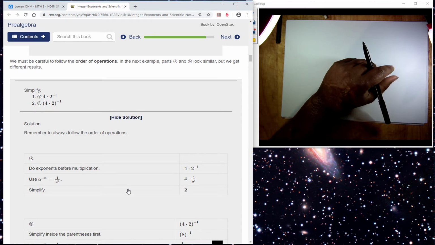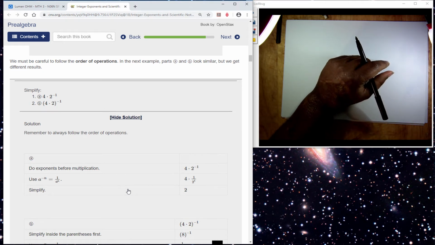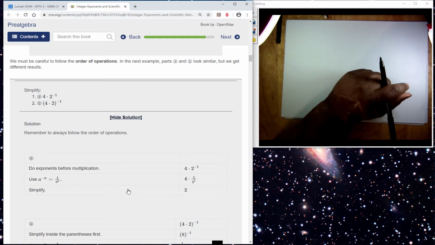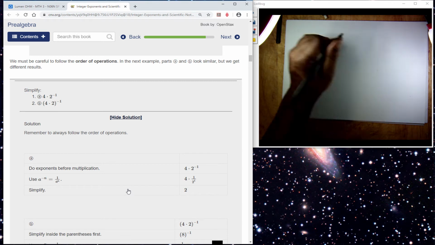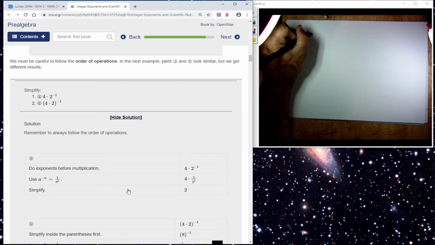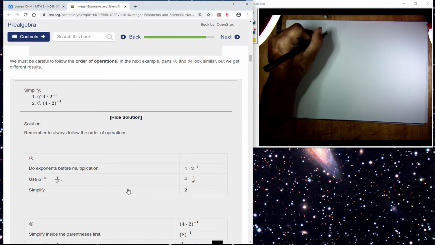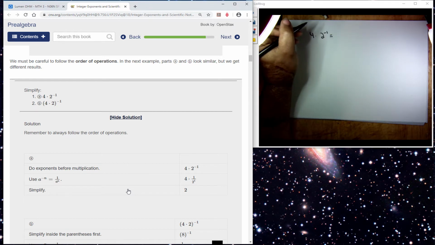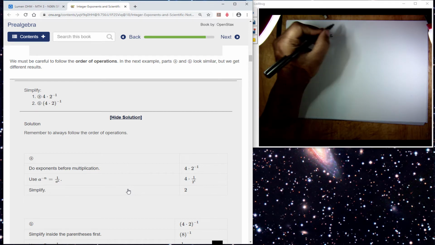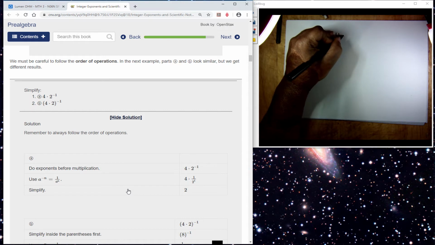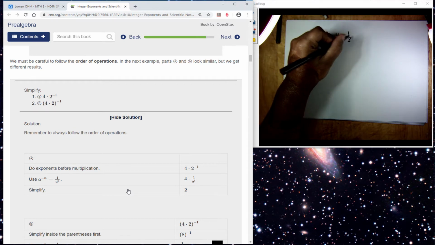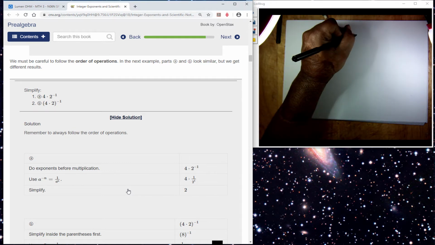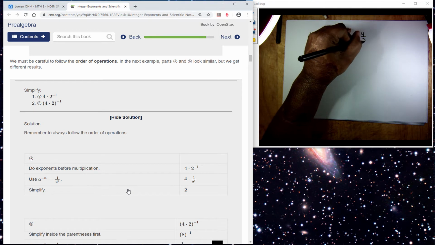So we're multiplying here. When you have more than one operation involved, you want to be sure to follow the order of operations. Let's take care of the exponent. I'll rewrite it: 4 times 1/2 to the first power. So I end up with 4 over 2, which is 2.